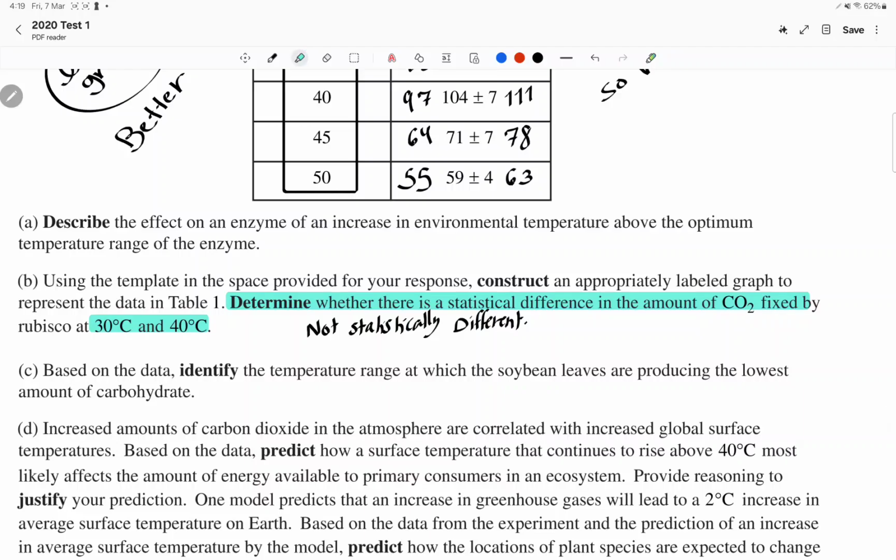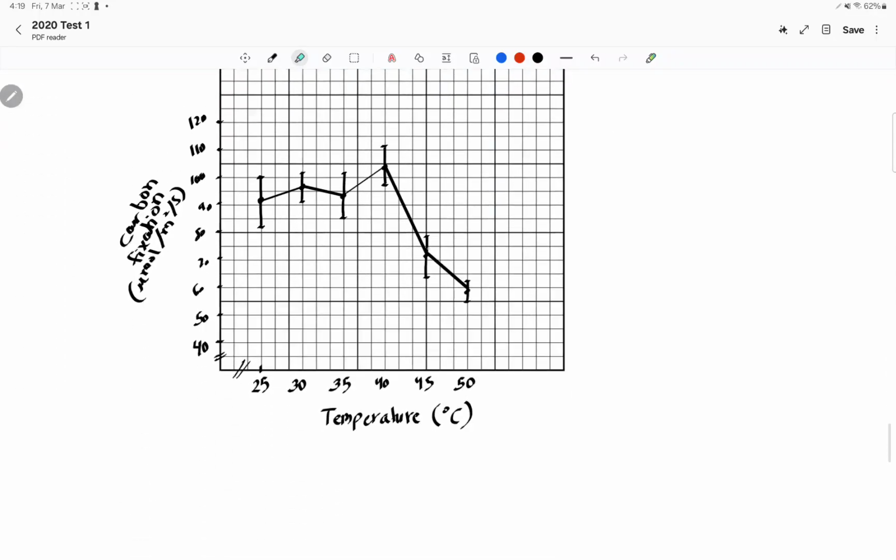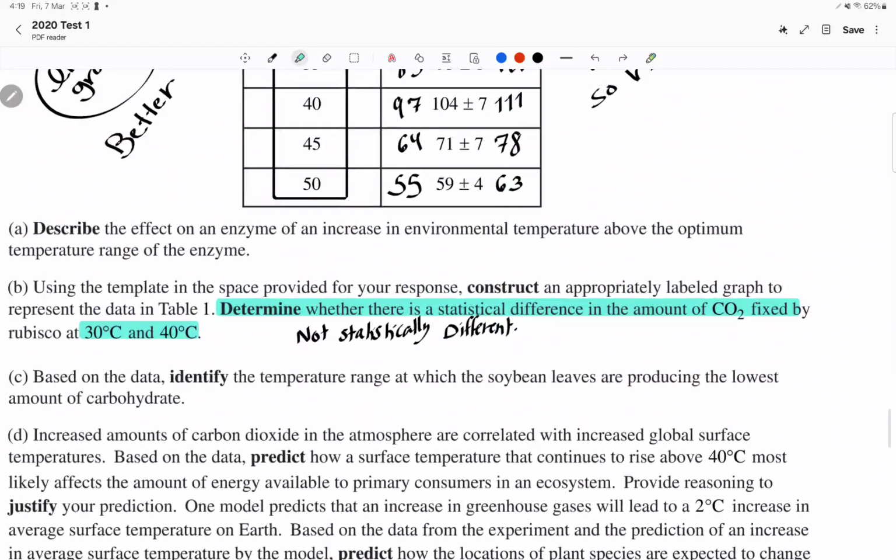All right guys, based on the data, identify the temperature range at which the soybean leaves are producing the lowest amount of carbohydrate. They produce the lowest carbohydrates here, or here. So you can say 45 Celsius to 50 Celsius. If you have less carbon fixation, that means they're producing less carbohydrates, because carbon fixation just means producing carbohydrates. So we're going to say 45 to 50 Celsius. Okay, D.